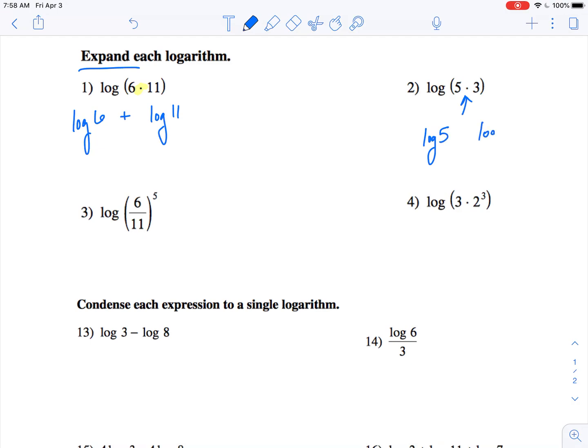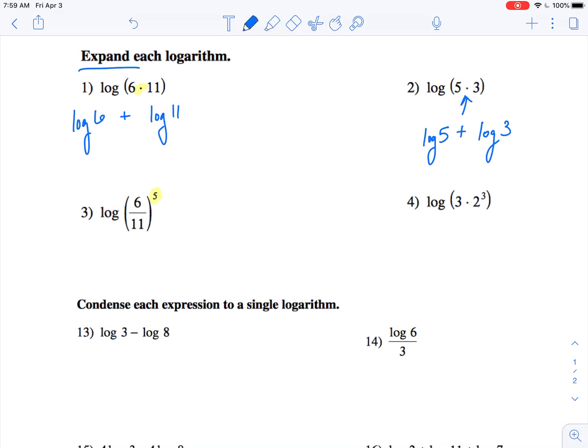And what operation is going to go with multiplication? Well, that would just be addition. So same thing for number 2. I've got multiplication. So I'm expanding this into 2 logs. And multiplication goes with addition.